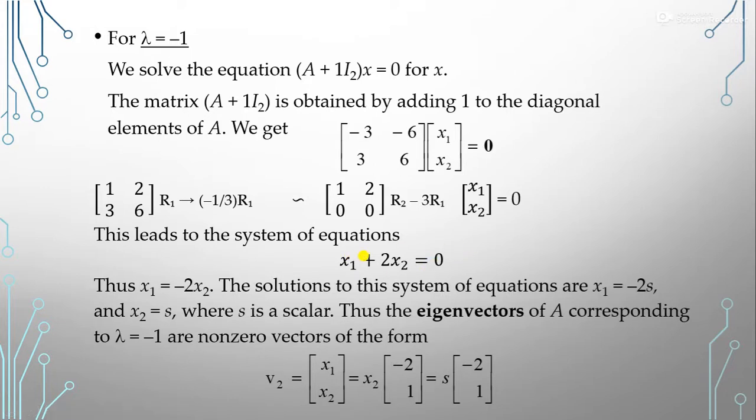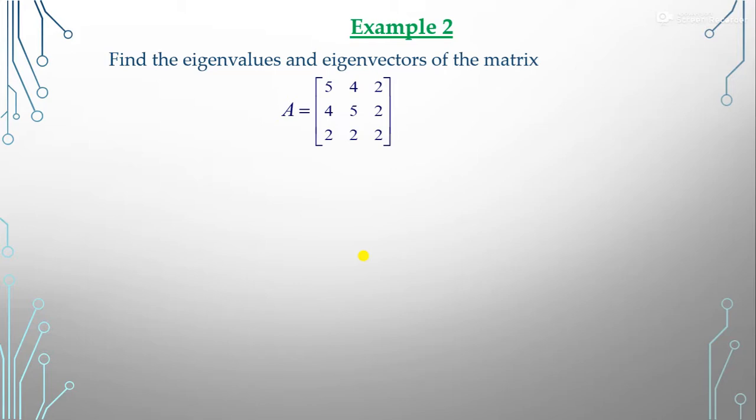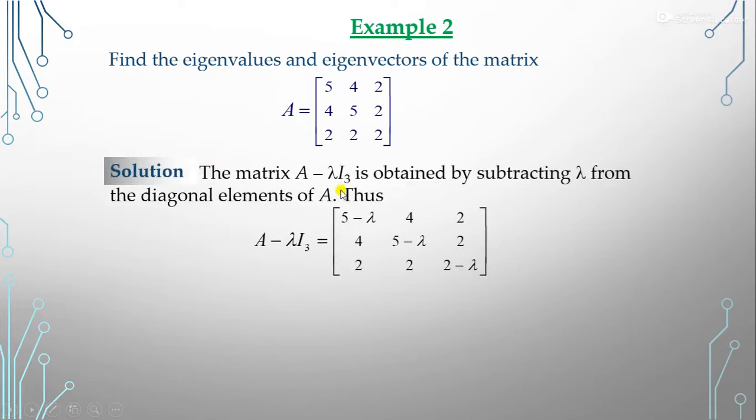Clear? Okay, let's take another example. Here we have a 3 by 3 matrix and we find the eigenvalues and eigenvectors. So first we make A minus lambda I3, because we have a 3 by 3 matrix here, so we take the identity matrix of order 3. Now first we calculate A minus lambda I3, which means we have to subtract lambda from each of the diagonal elements of this matrix.